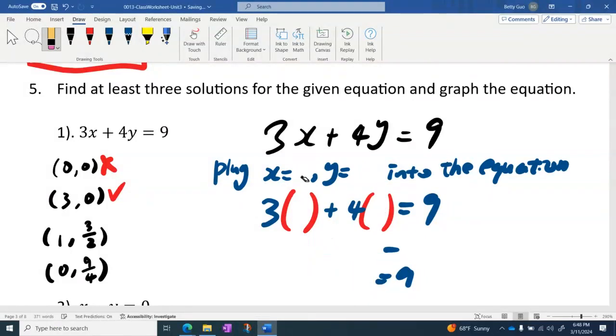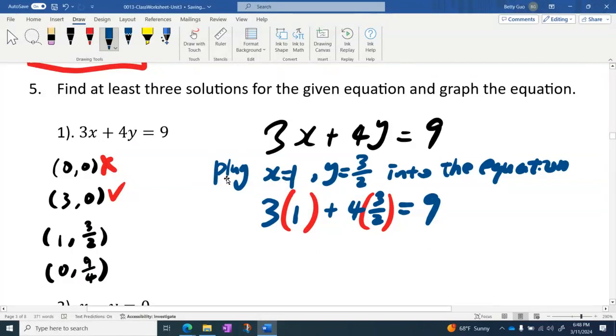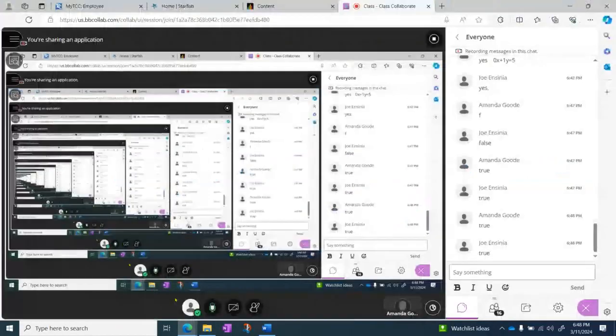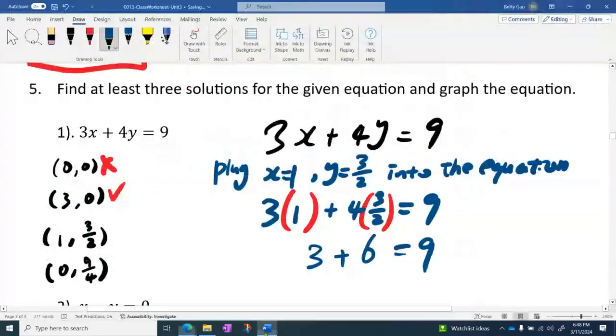Next, we are going to see if (1, 3/2) is a solution. So we plug in x equals 1, y equals 3 halves. Let's see what we have on the left side. Is the left side equal to 9? 3 times 1 is 3. 4 times 1.5, since 3 halves is 1.5, is 6, right? Do we have a true or false statement? Yes, a true statement. 3 plus 6 is 9. That means we found another solution. This is a solution as well. One more.